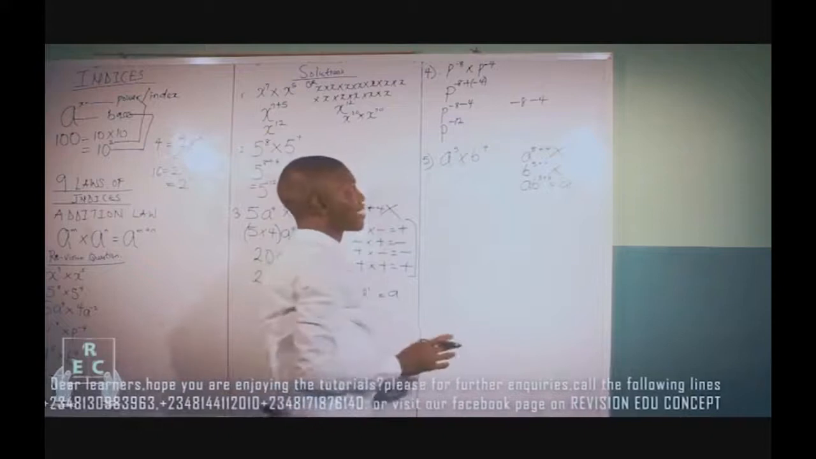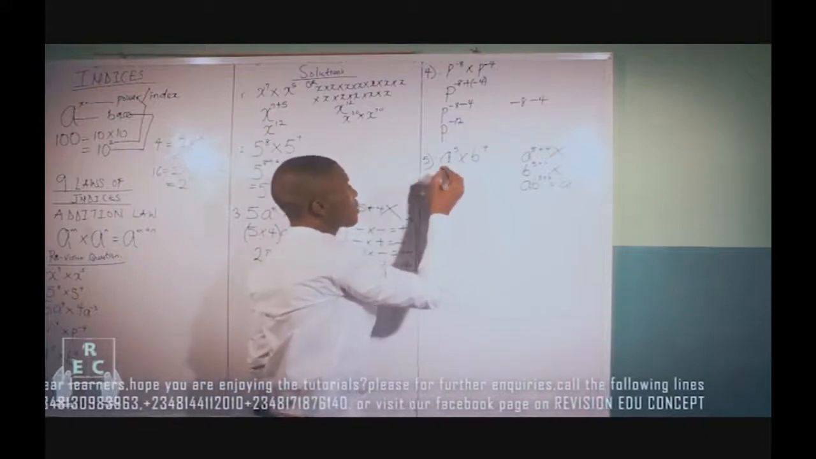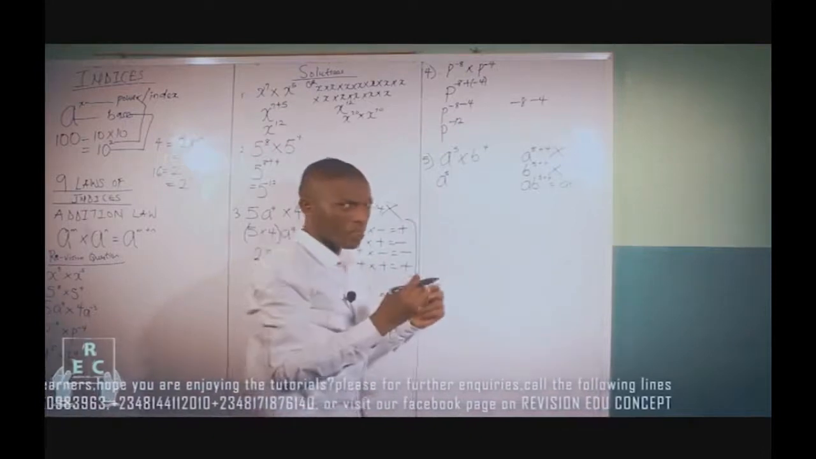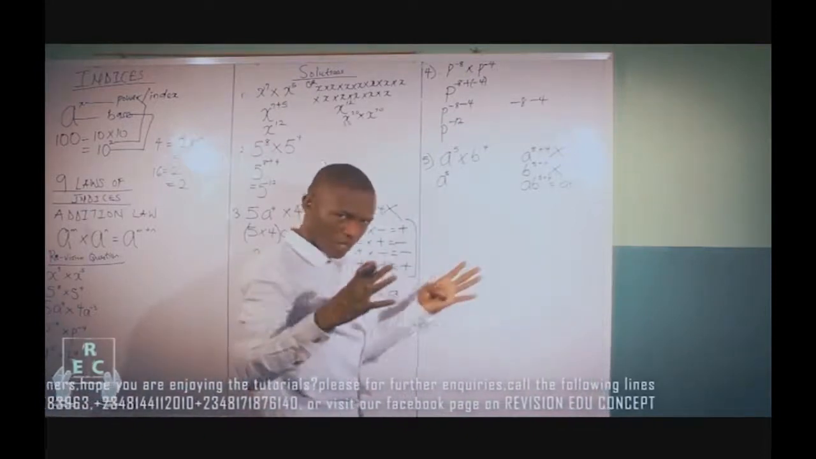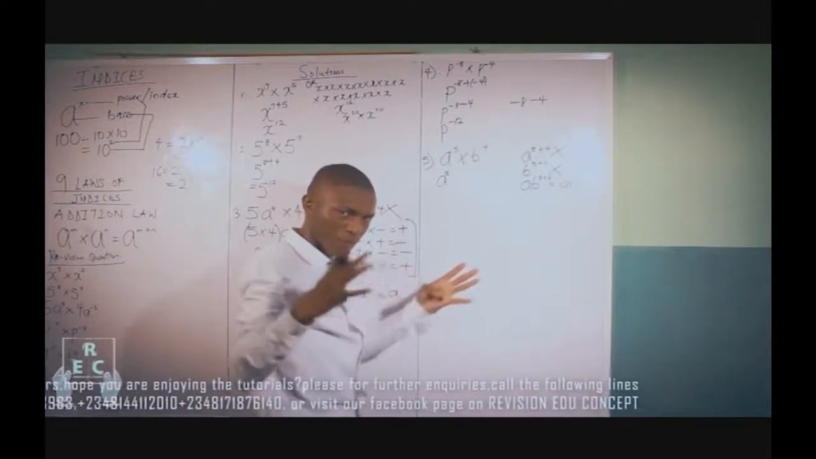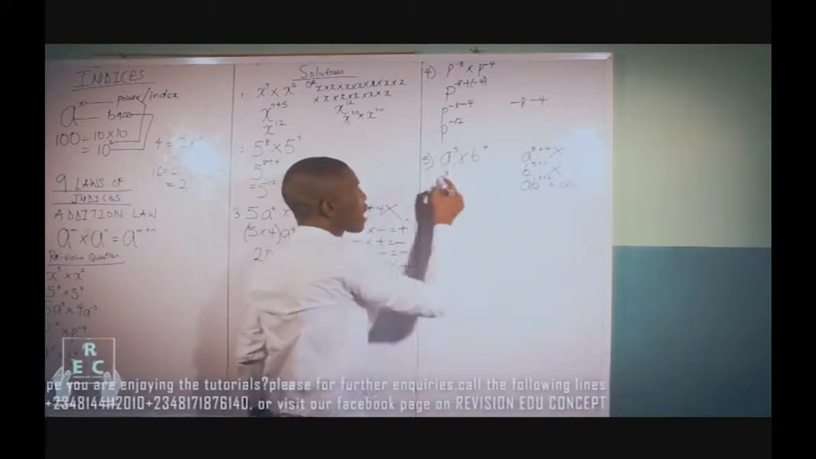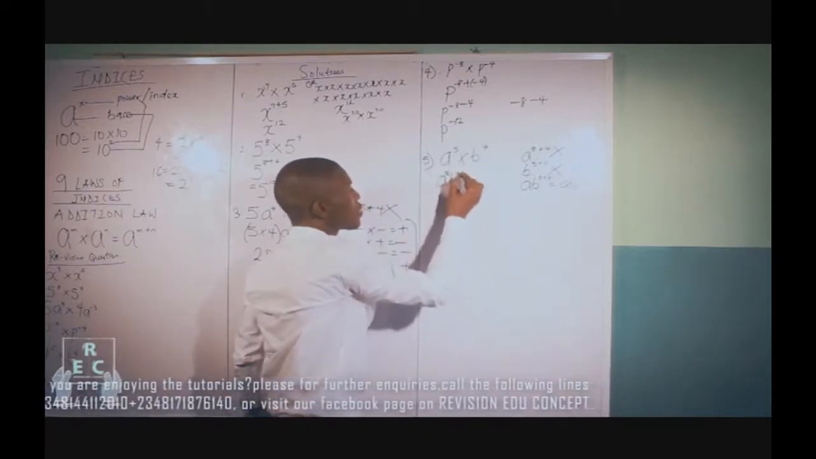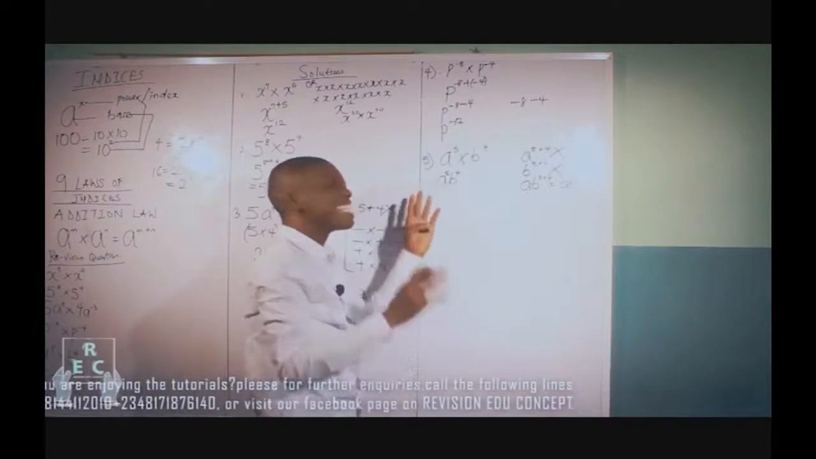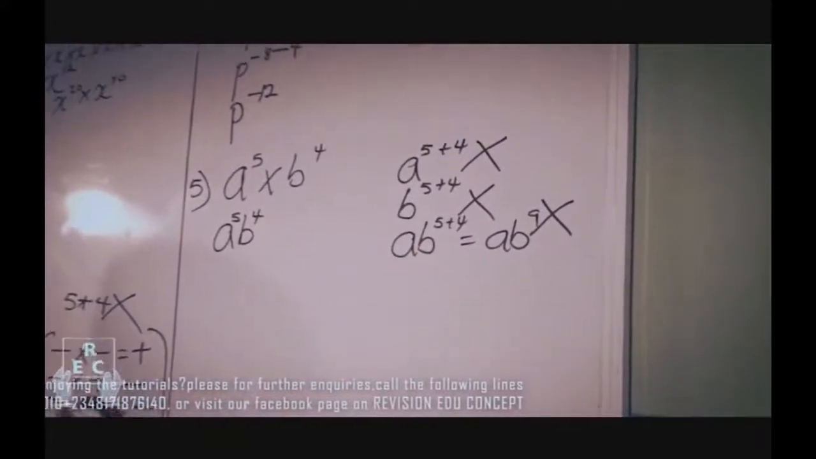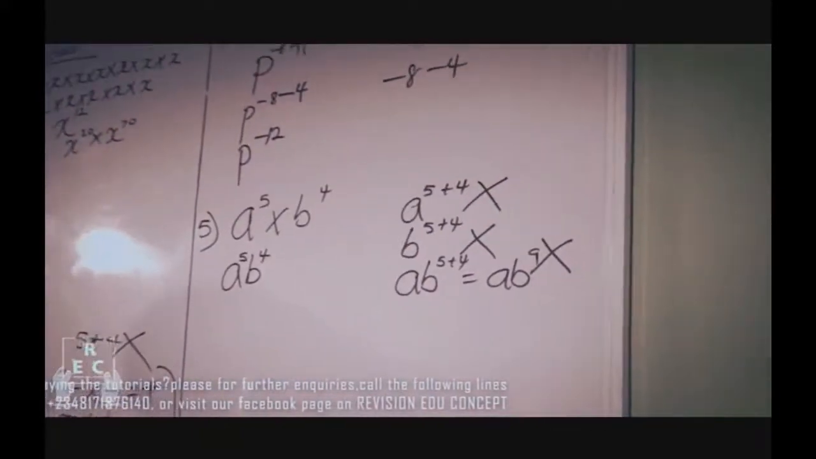So what do you say in essence? A raised to the power of 5. Multiplication joins everything together. In biology, you will know what multiplication is. So it means we have a raised to the power of 5, b raised to the power of 4. Each of them retains their power without joining. You don't join them. And you guess what? That's our answer. No more, no less.